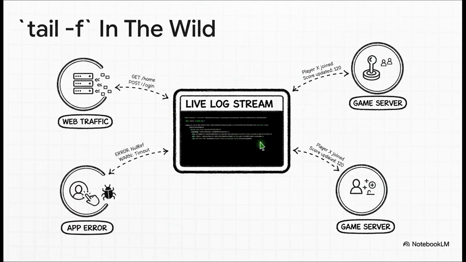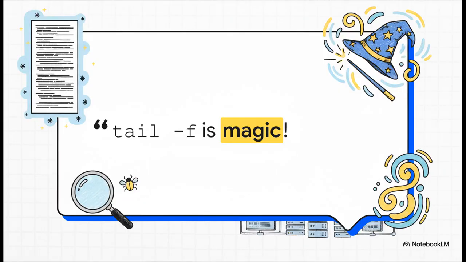So, why is this a game changer? Well, imagine watching your web server's access log to see traffic as it hits. Or you're keeping an eye on an app's output to see if it throws an error the instant a user clicks a button. Or hey, maybe you're watching a game server log to see players as they join. The possibilities are just endless. It's a live window into anything that's happening. And that's exactly why you'll hear seasoned pros talk about this command with so much respect. Because the first time you use tail -f to catch a bug the second it happens, you'll get it. You'll realize it's not just another command. It really does feel like magic.